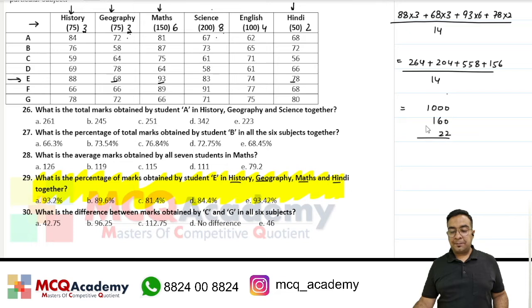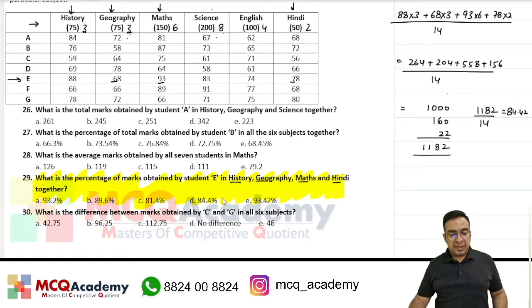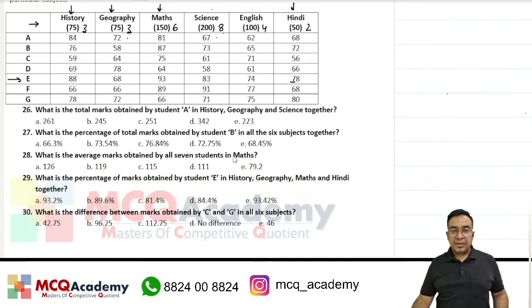So this totals up to 1182. Dividing 1182 by 14, we get 84.42. So we will mark option number D as the answer to this question. Question number 30. What is the difference between the marks obtained by C and G in all subjects?